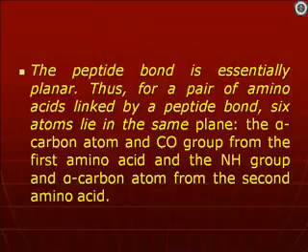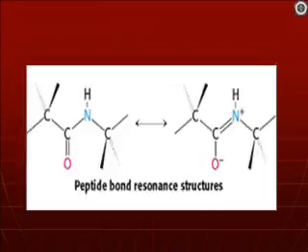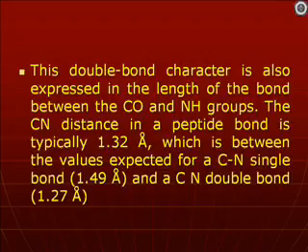The peptide bond is essentially planar. Thus, for a pair of amino acids linked by a peptide bond, 6 atoms lie in the same plane: the alpha carbon atom, the CO group from the first amino acid, the NH group, and the alpha carbon atom from the second amino acid. The peptide bond has considerable double bond character, which prevents rotation about this bond. The double bond character is also expressed in the length of the bond between the CO and NH group. The CN distance in a peptide bond is typically 1.32 angstrom, which is between the expected values for a CN single bond and a CN double bond.